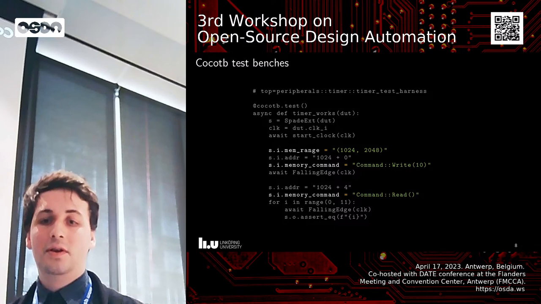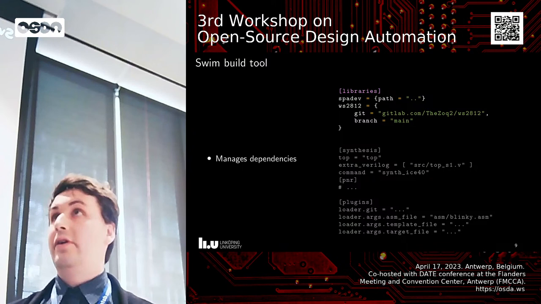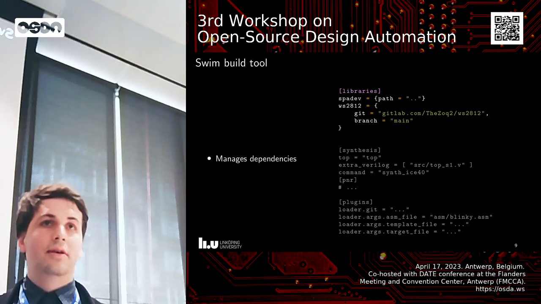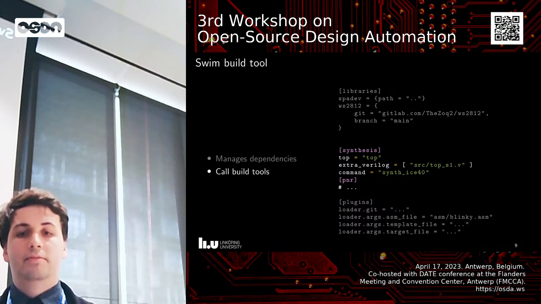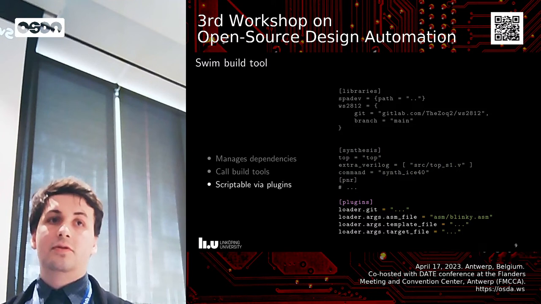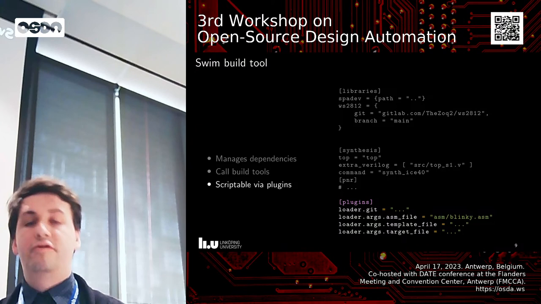And there's a build tool, so it can manage dependencies. Here I say I want a RISC-V implementation from a path and an RGB LED driver from some Git repo. It can call build tools for you, so Yosys and NextPNR, and it's scriptable via plugins. So this specifies that I want to bring in a plugin that generates a program memory from an assembly file.